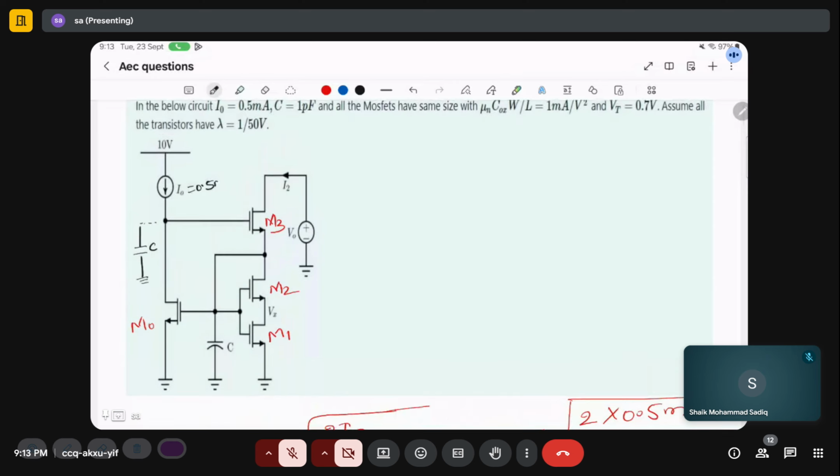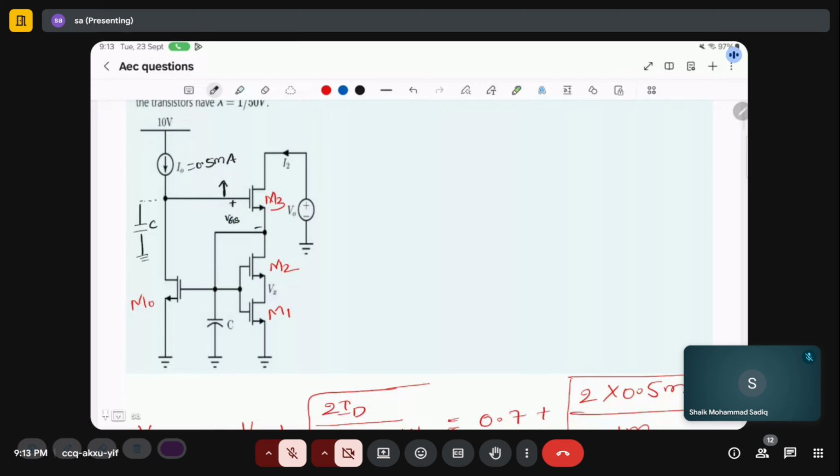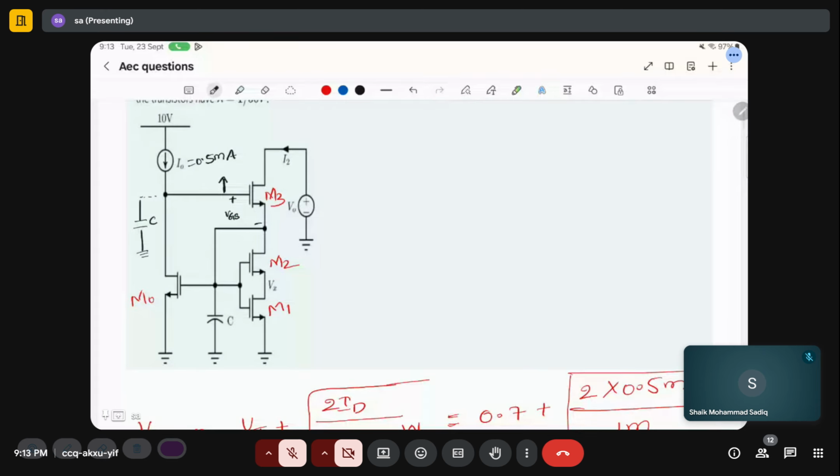You are pushing I naught current into this node. I naught is 0.5 milliamps. This will increase this node potential. The moment the VGS of this becomes greater than VTH, current starts to flow in this transistor M3.